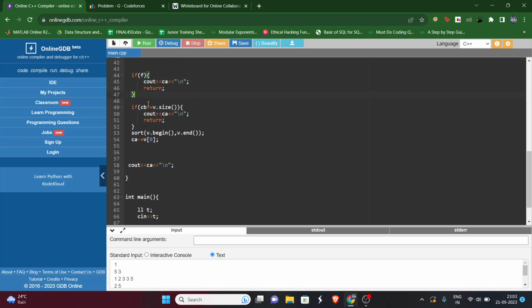Now we know that there are no two consecutive B's, that means all the B's have occurred singly. So if the count of B is greater than V dot size, we can simply return CA, the total number of A's, as our answer. Else we sort the group sizes, because in V we have already put the size of each group, and the first element will be the smallest, so we just subtract that from the total count and print that as our answer.